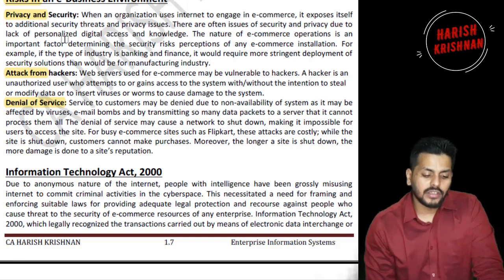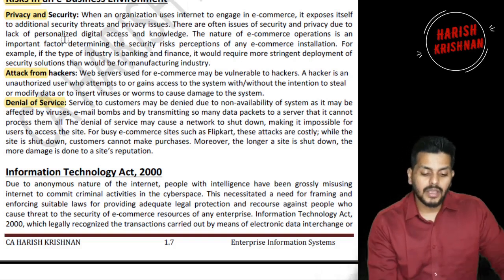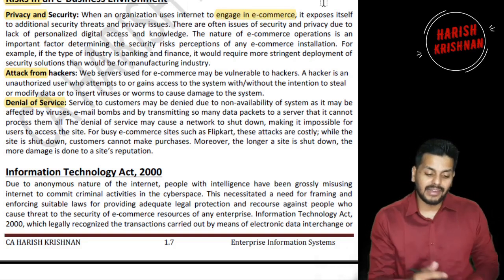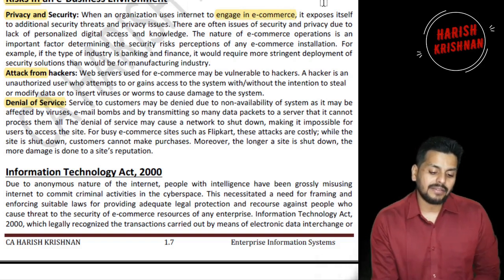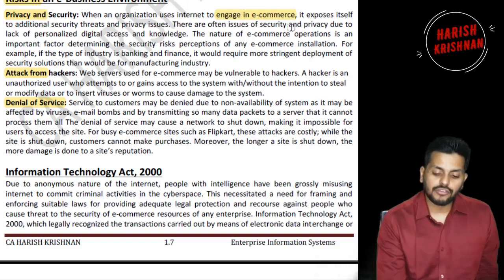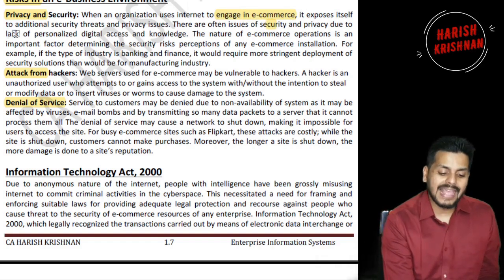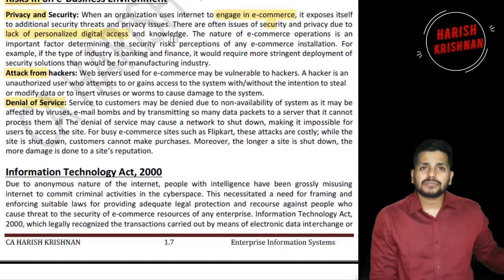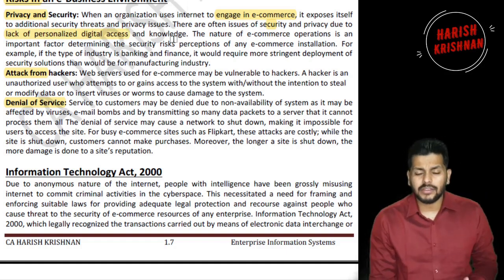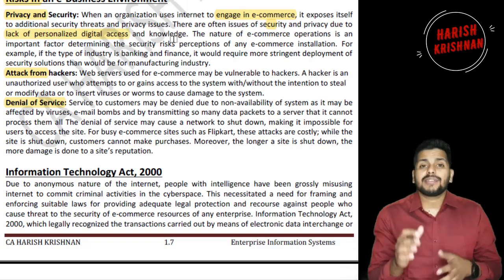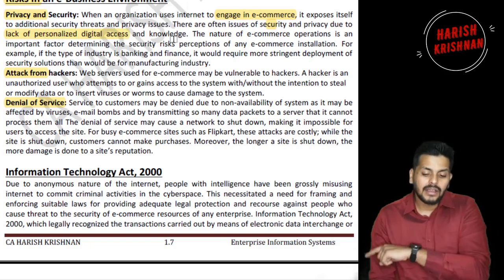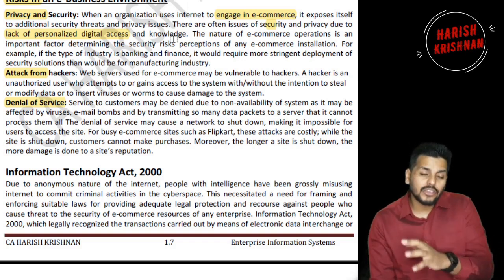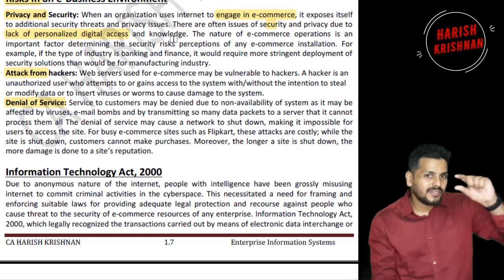What about privacy and security? Big risk in e-commerce, right? When an organization uses the internet to engage in e-commerce, it exposes itself to additional security threats and privacy issues. There are often issues of security and privacy due to lack of personal digital access and knowledge. Many people don't route through secured gateways. Some people end up making payments on websites which are not HTTPS. Hypertext Transfer Protocol, HTTP, should be HTTPS, a secure hypertext transfer protocol with a lock symbol on the top.